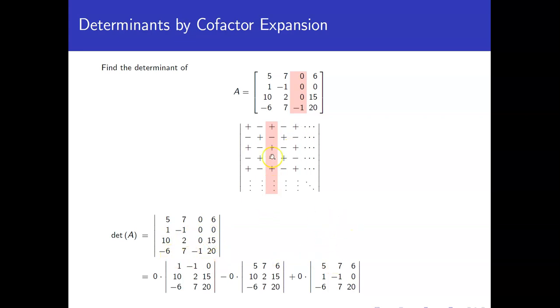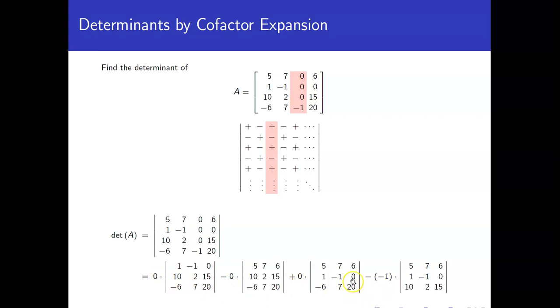The last one here is a negative of a negative 1. So minus a minus 1, and again, eliminate row 4, column 3: 5, 7, 6, 1, negative 1, 0, 10, 2, 15. So this is the expansion by minors. Each of your minors goes down by a dimension. We started with a 4 by 4, so each of the minors is 3 by 3. We have coefficients out in front that do multiplications.